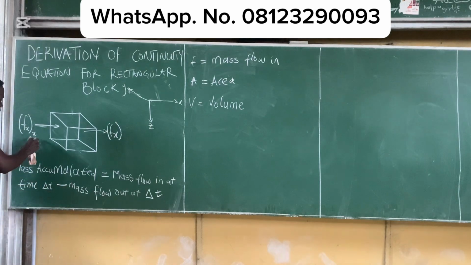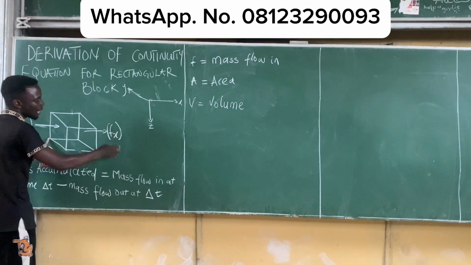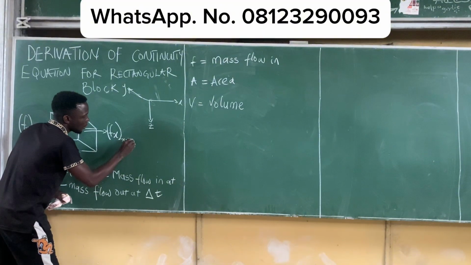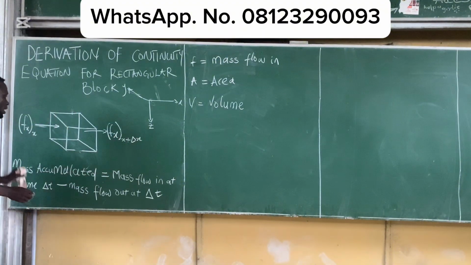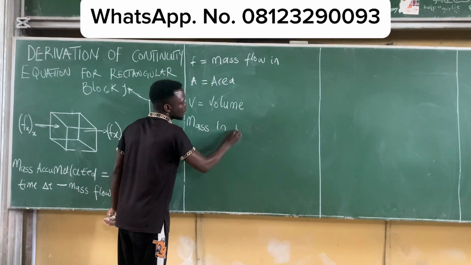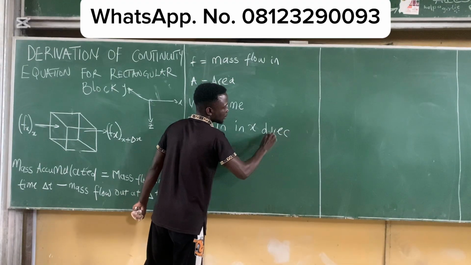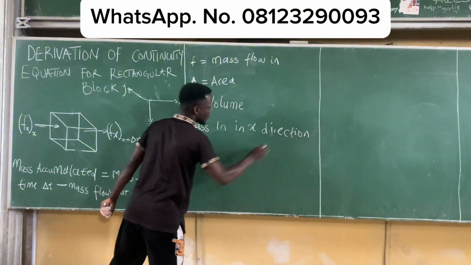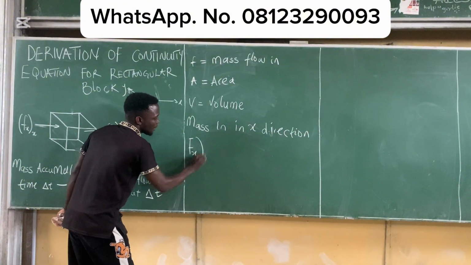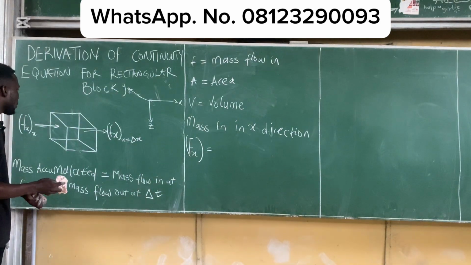Now remember that this distance here is x. So what will be the distance from here to here? If I consider the distance from here to here, it will give us x plus delta x. Now the mass that flows in the x direction becomes F subscript x, and remember that we are considering the x direction.